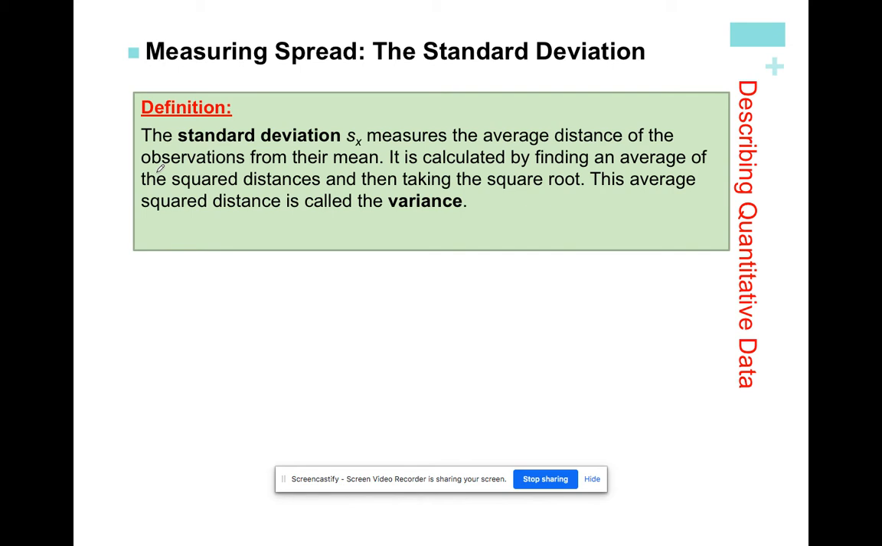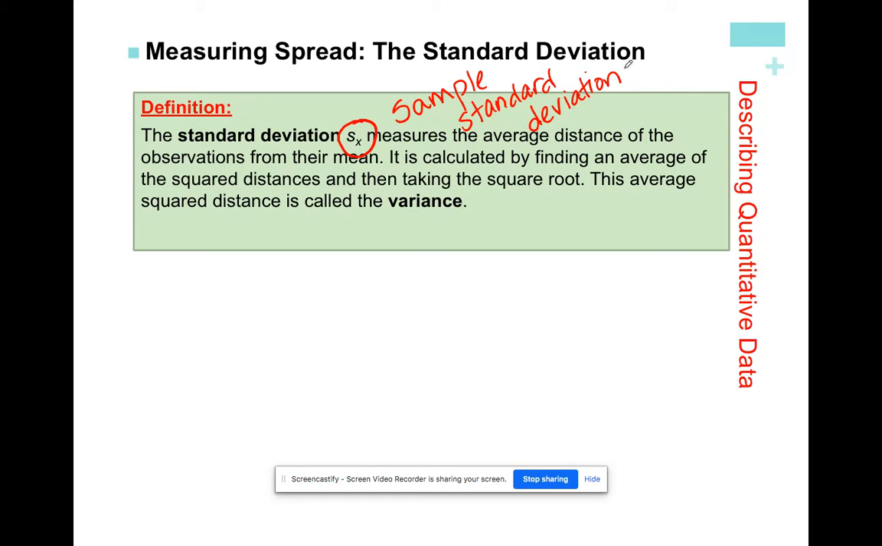Okay, so here is your formal definition for standard deviation and the symbol that goes along with it. So here, this S sub x is the symbol for sample standard deviation. And you are going to be expected to use appropriate statistical symbols. So you will need to use S sub x for your notation. And again, it gives us the average distance of the observations from the mean.